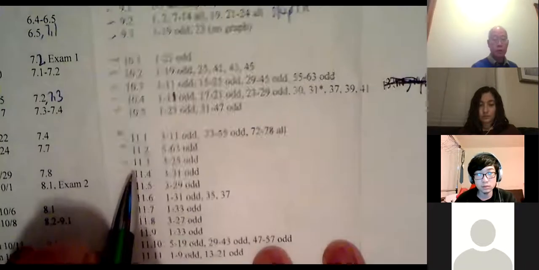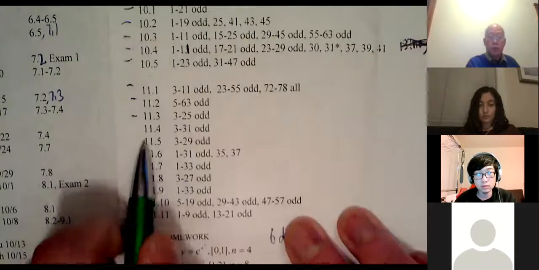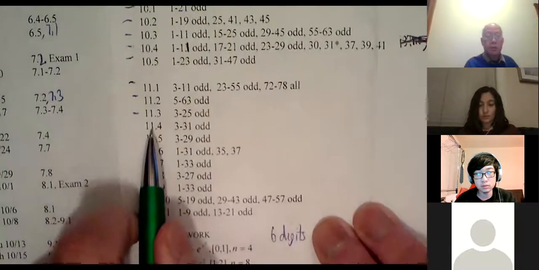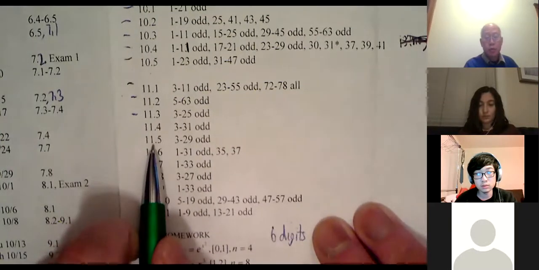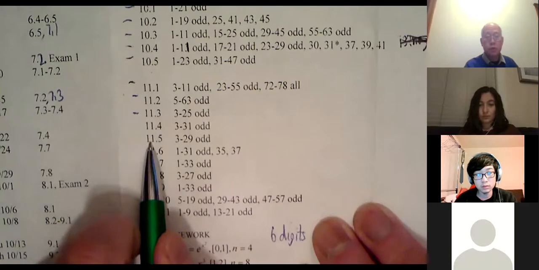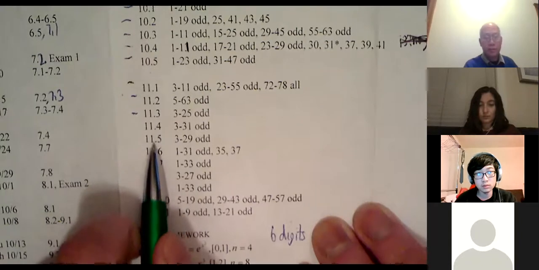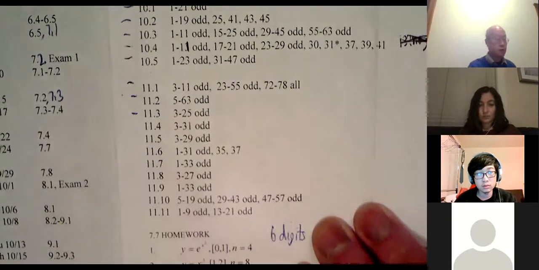Okay, I was done with 11.3. I'm finished with the integral test. So 11.4 is on the comparison tests, plural. 11.5 is something called the alternating series test. Don't worry if you don't write that down. I'm going to show it to you shortly.